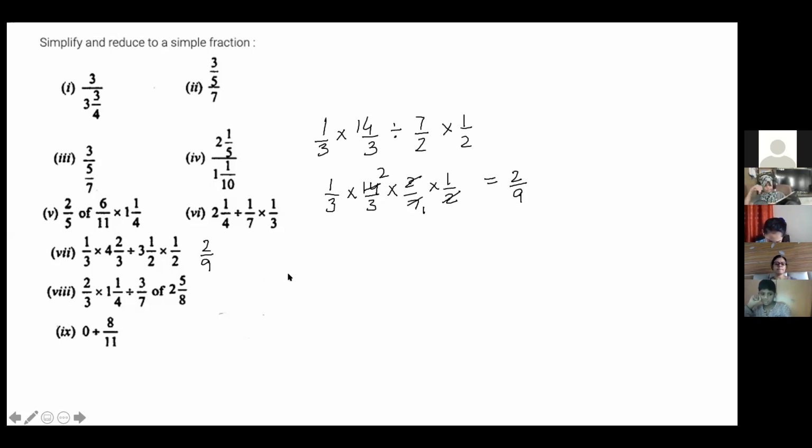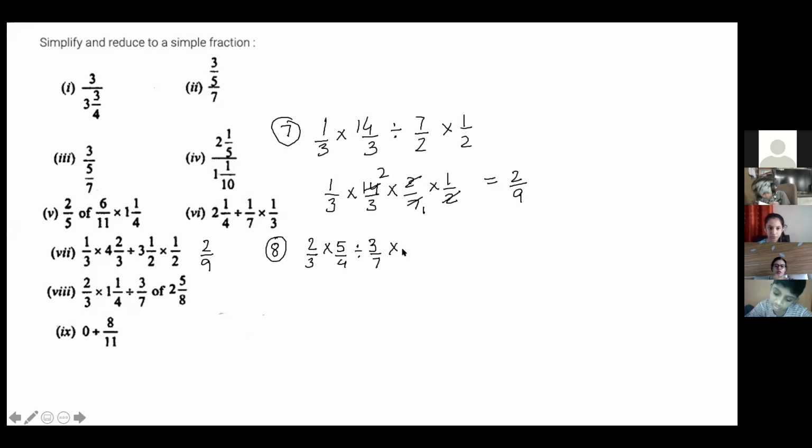Ma'am, can you wait for the next question? I am doing it. Yeah, do the next question. This is question number 7. I have done it over here. Question number 8, anyone has completed? Here you will have to do off first. First solve off. Don't divide first. Don't do the reciprocal first. First you have to solve this part.